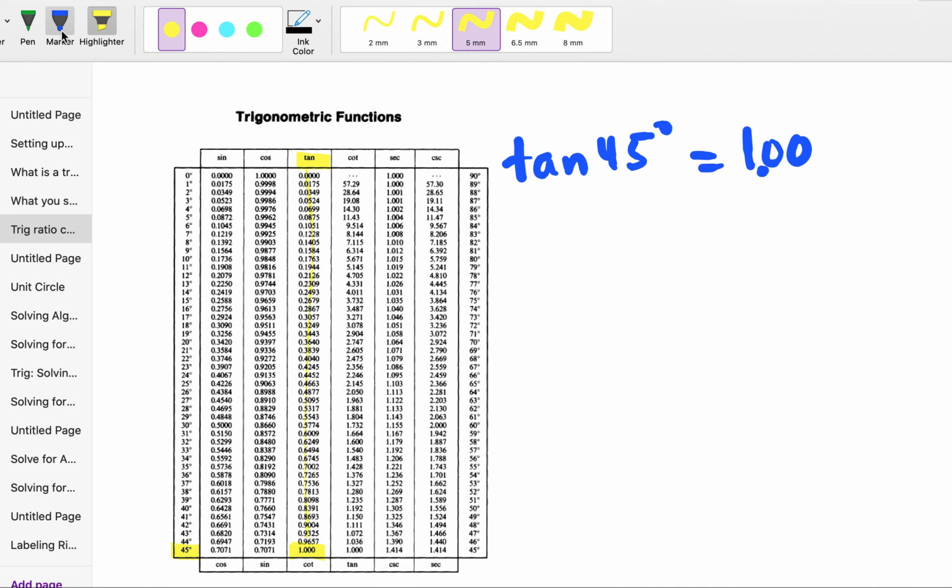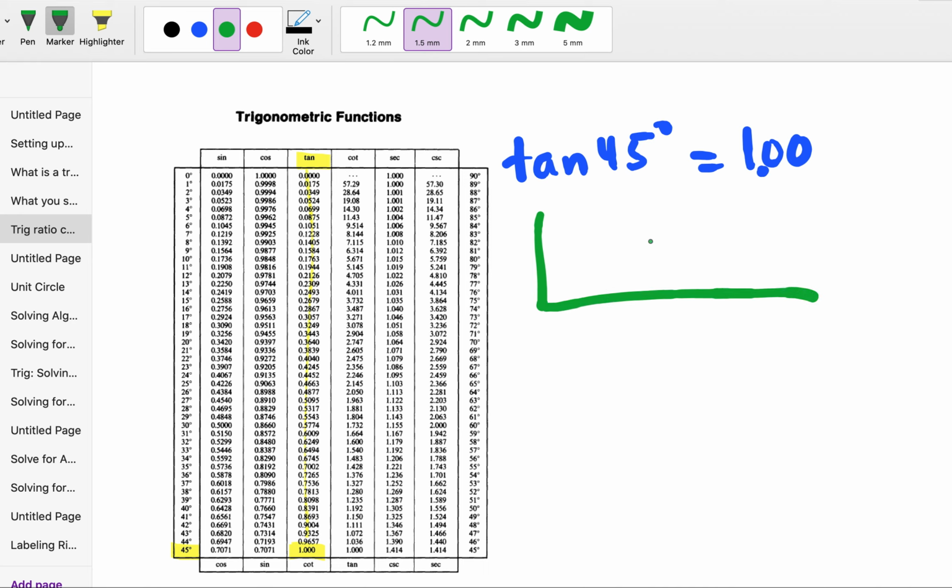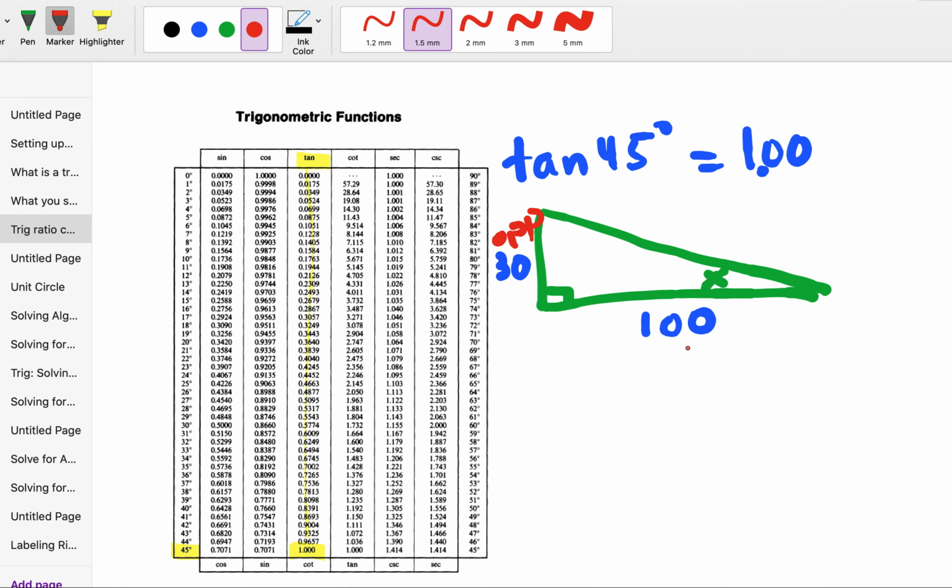So let's take a look and see if we can understand what we're saying here on this chart. Let's say I have another right triangle, and I want to find the angle x. My opposite side is 30. And my adjacent side is 100. So again, we have these already labeled in the same order. That's the opposite, that's the adjacent, that's the hypotenuse.